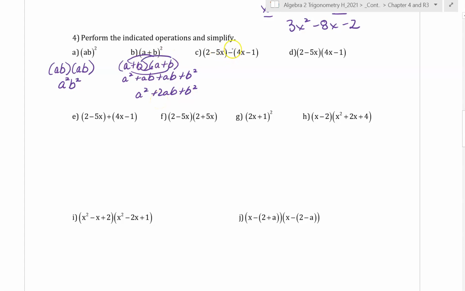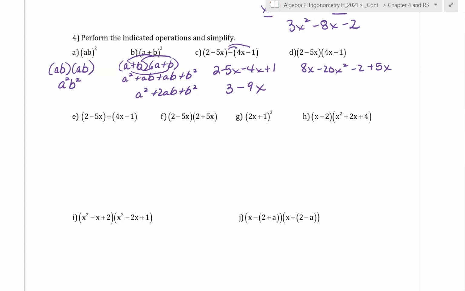Notice for part C, you're subtracting, so you can distribute the negative sign. So we have 2 minus 5x minus 4x plus 1. So if you combine like terms, you have 3 minus 9x. Why don't you go ahead and pause the video and try part D.